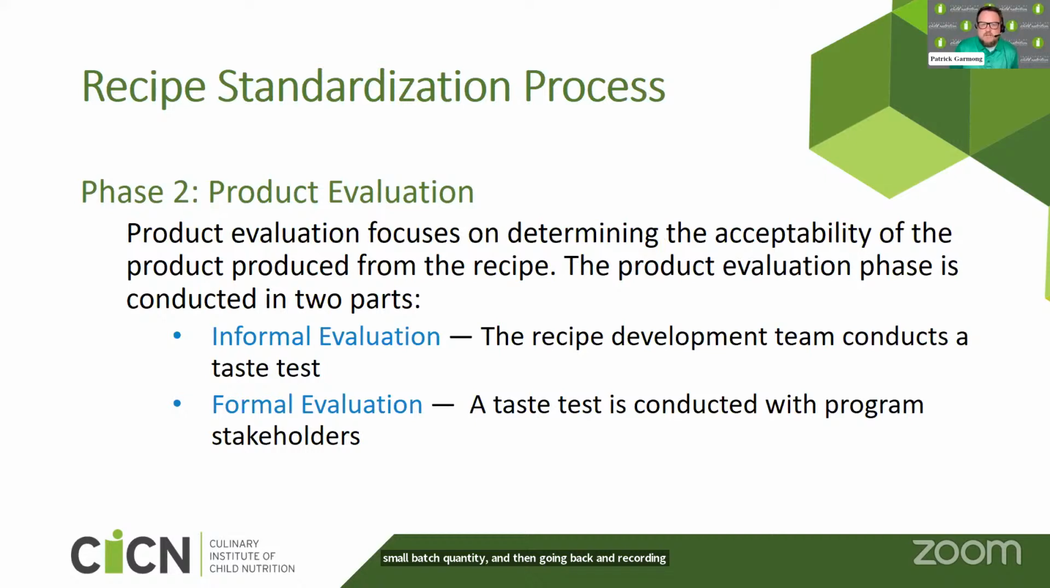Our product evaluation phase consists of determining the acceptability of the product from the recipe, and that can be done in 2 parts. One is an informal phase, so that might be done with staff, a few students, just kind of getting basic feedback like, hey, is this recipe heading in the right direction? Are we enjoying it?